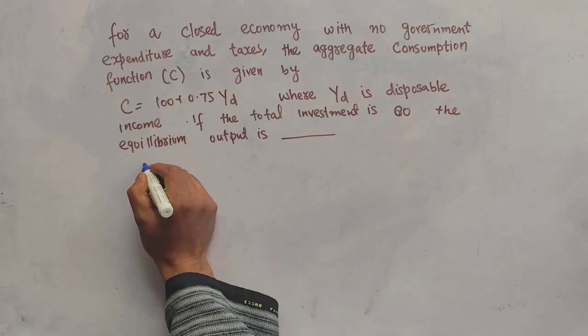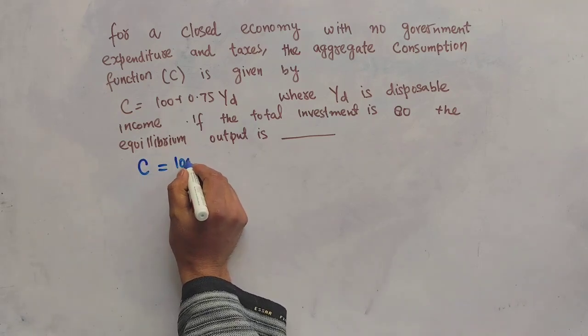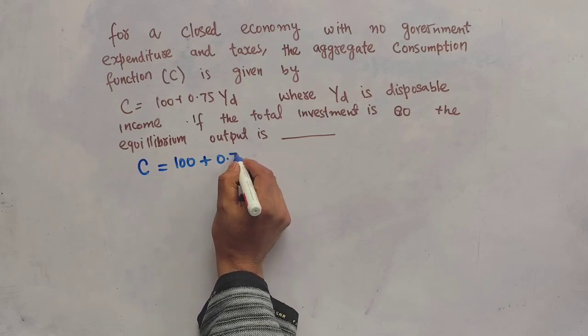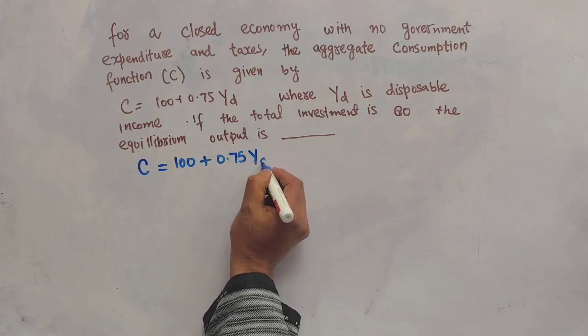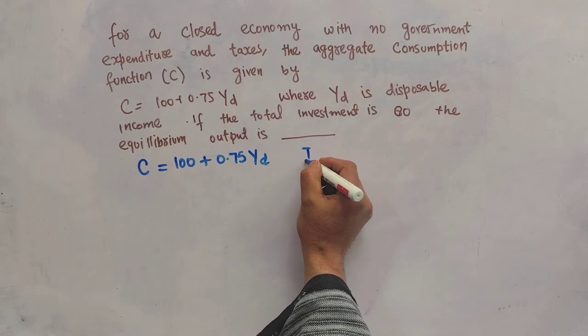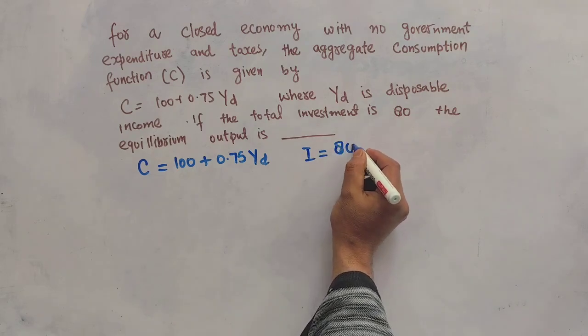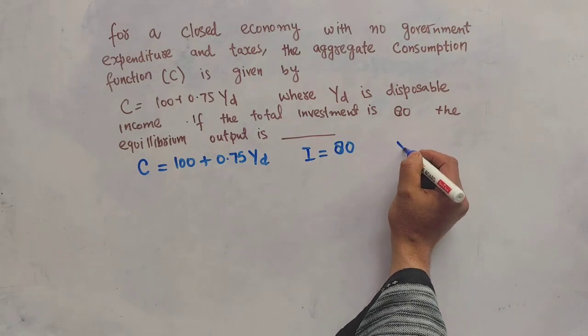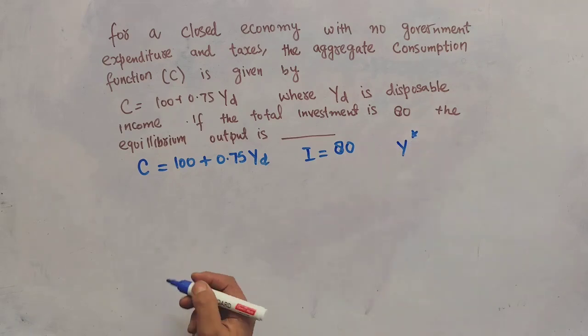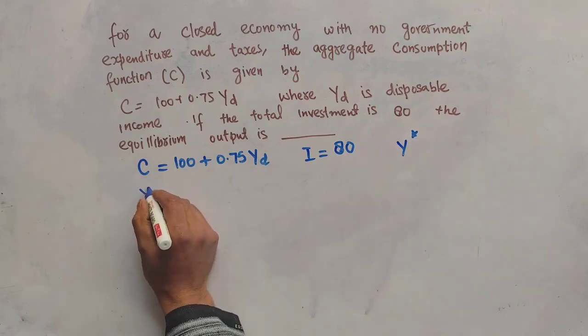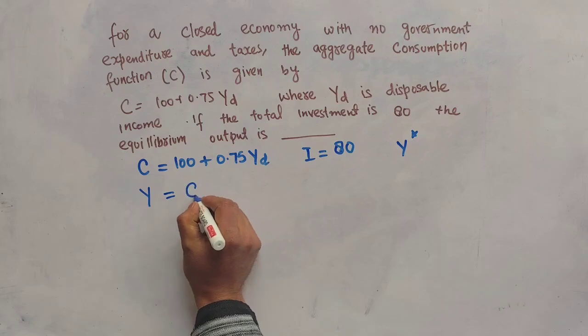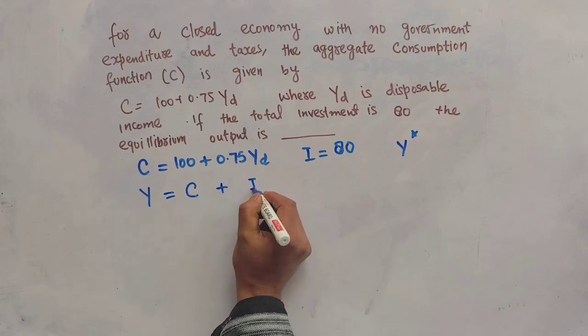Okay, so we have the consumption function C = 100 + 0.75 YD. Investment is given, that is equal to 80 here. We are supposed to find out the equilibrium level of output. So we know that at equilibrium our Y should be equal to the consumption expenditure plus investment expenditure.